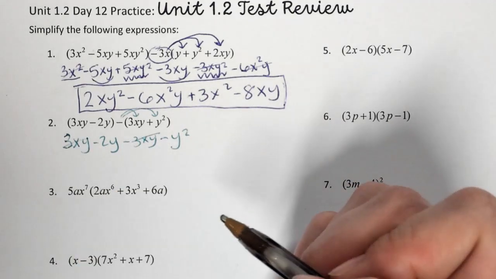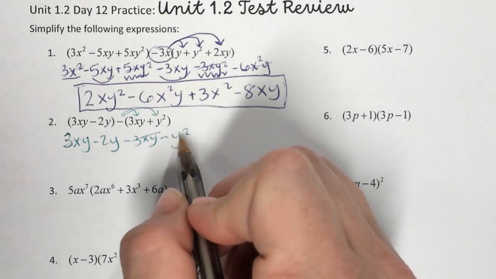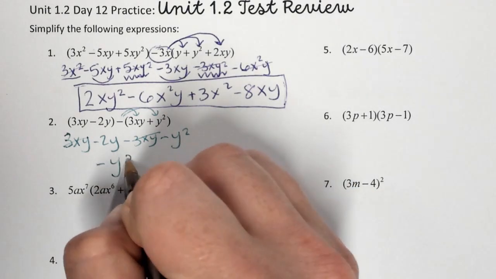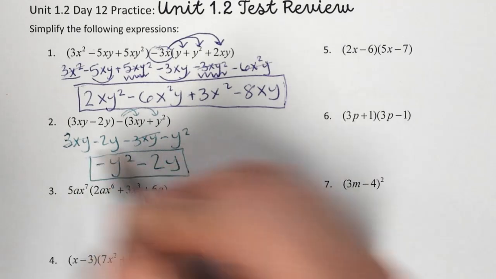Those are my like terms. And these are not like because this is squared and that one's not. So the higher degree goes first. So negative y squared minus 2y. There's my answer.